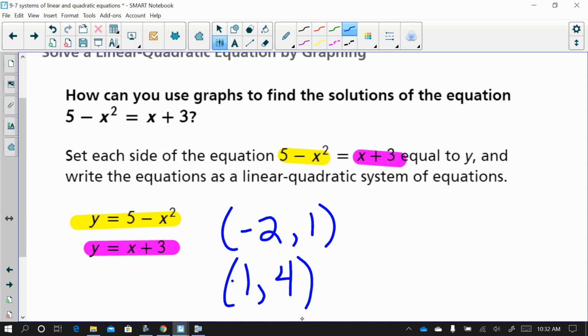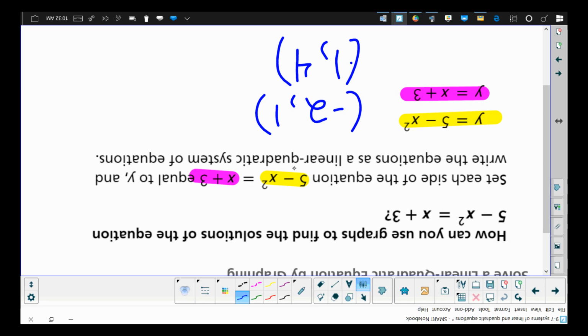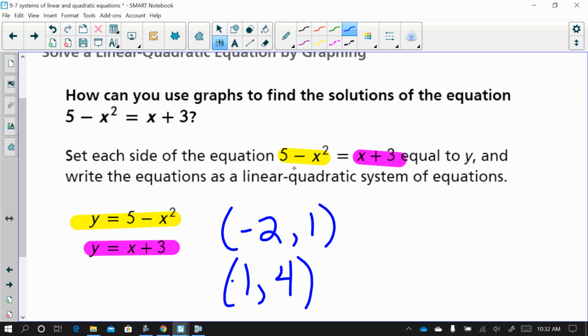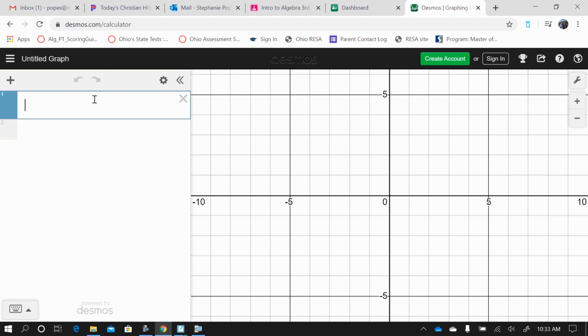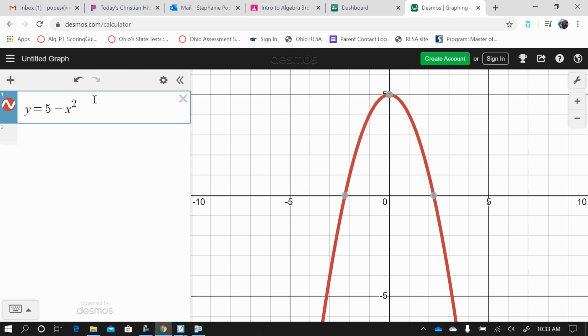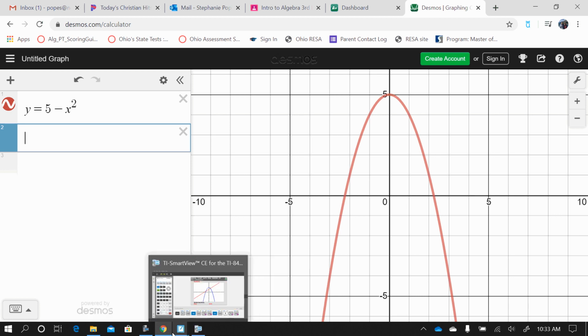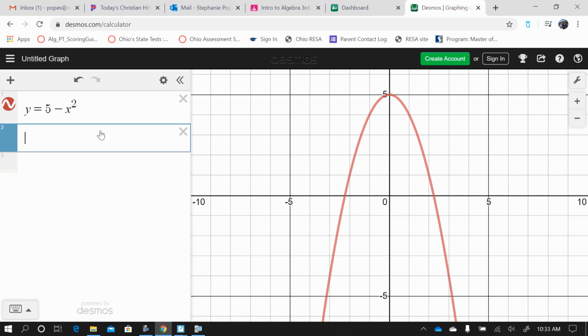So that was the graphing calculator. Let's look at Desmos now. So again, I'm going to type my first equation into the first box. So y equals 5 minus x squared. And I get the parabola. My second equation is y equals x plus 3.